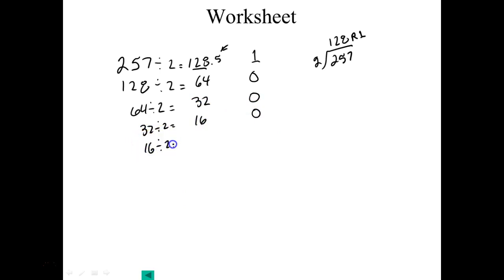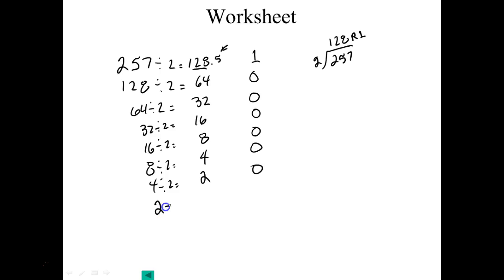I'm going to divide it by 2. This gives me 8 with a remainder of 0. Then I'm going to take 8 and divide it by 2. This is going to give me what? 4 with a remainder of 0. Then I'm going to take the 4 and divide it by 2. This is going to give me what? 2 with a remainder of 0.